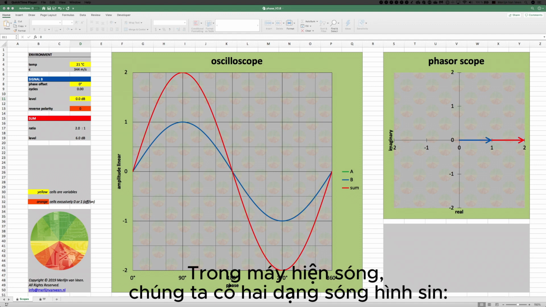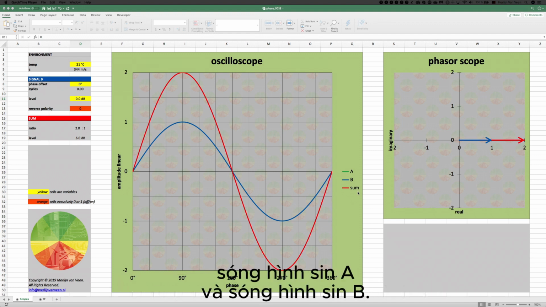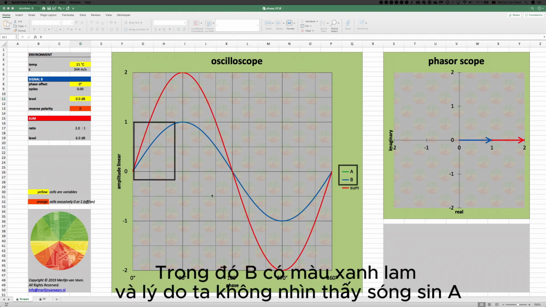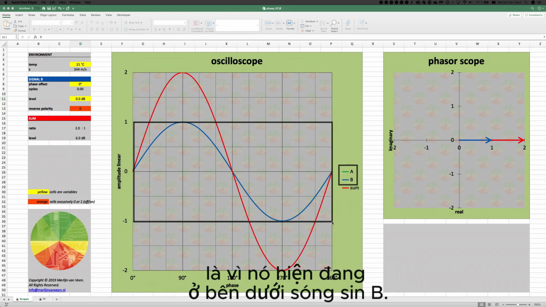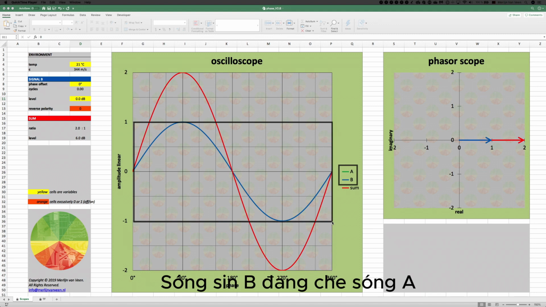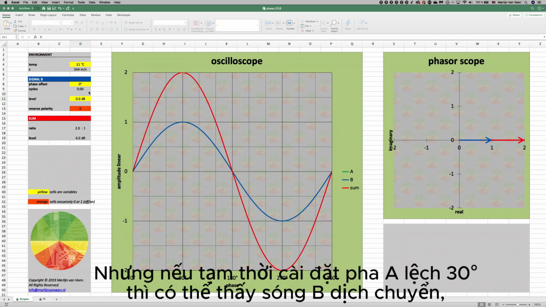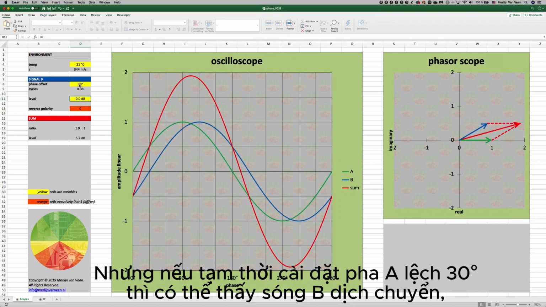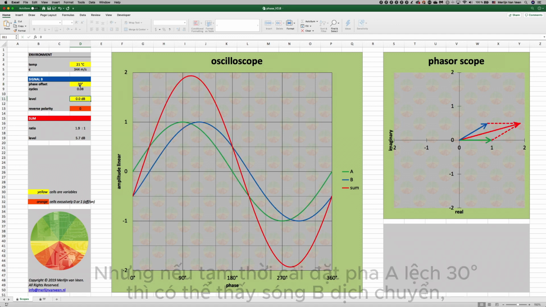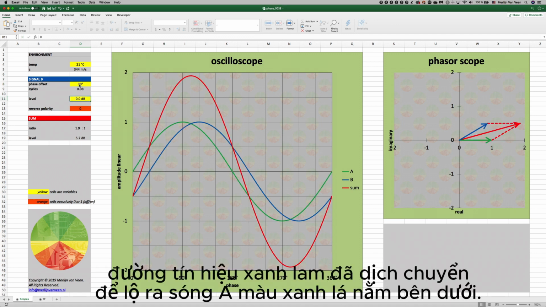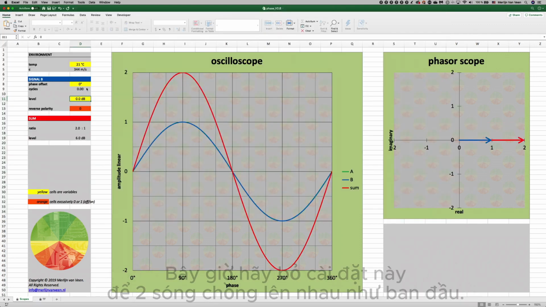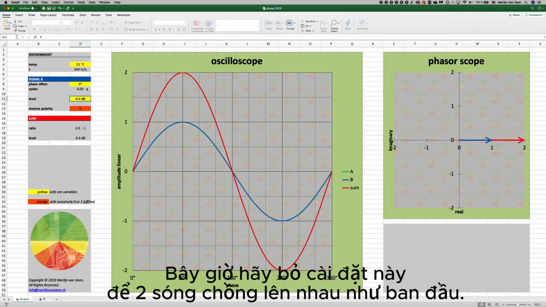In our oscilloscope, we have two waveforms, two sine waves, if you will. There are sine wave A and sine wave B, where B is blue. The only reason that we cannot see sine wave A is because it's currently living underneath sine wave B. Sine wave B is masking sine wave A, so to speak. But if I temporarily introduce a phase offset of 30 degrees, then cuckoo, now we see B shift, the blue sine wave shifted, revealing sine wave A, the green one, which was living underneath it. Okay, so let's take that offset out. They end up living on top of each other again.